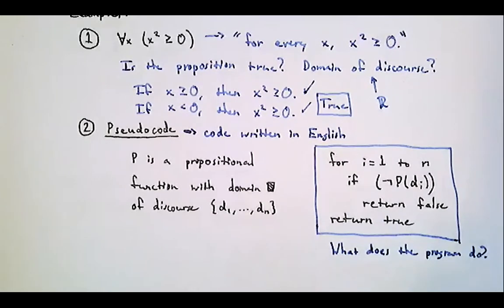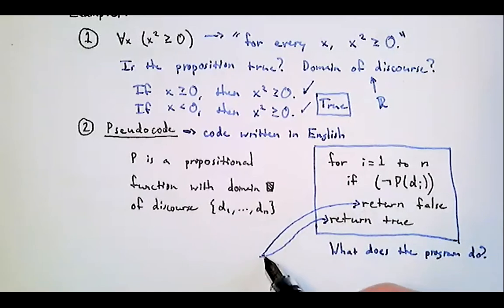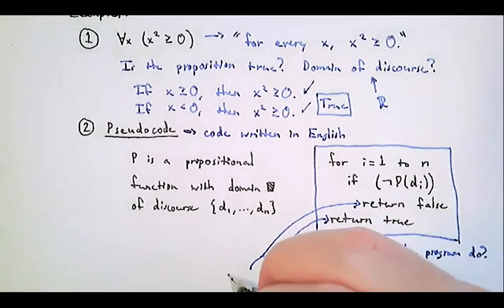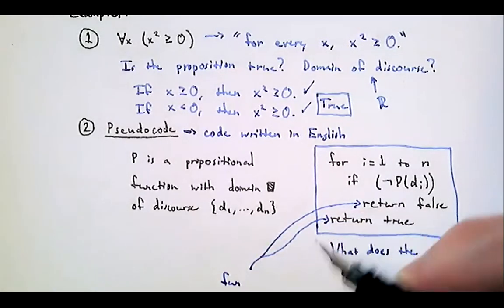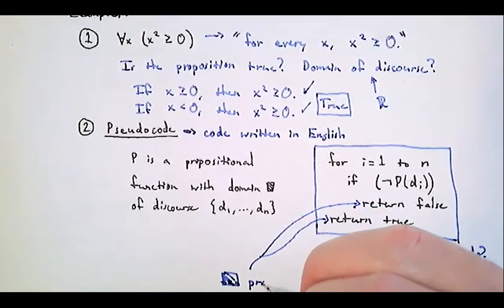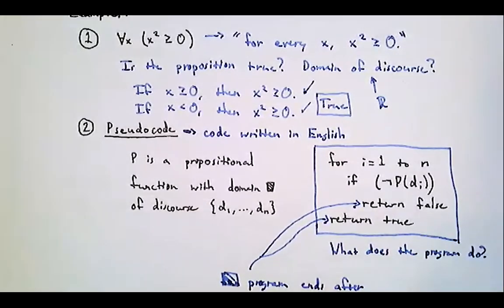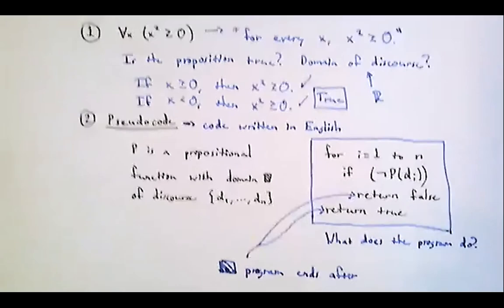So remember, and you might not know this, the program is going to stop if it ever actually runs one of these return statements. So the function ends, or the program, let's say, ends. So it ends after a return statement is actually executed.